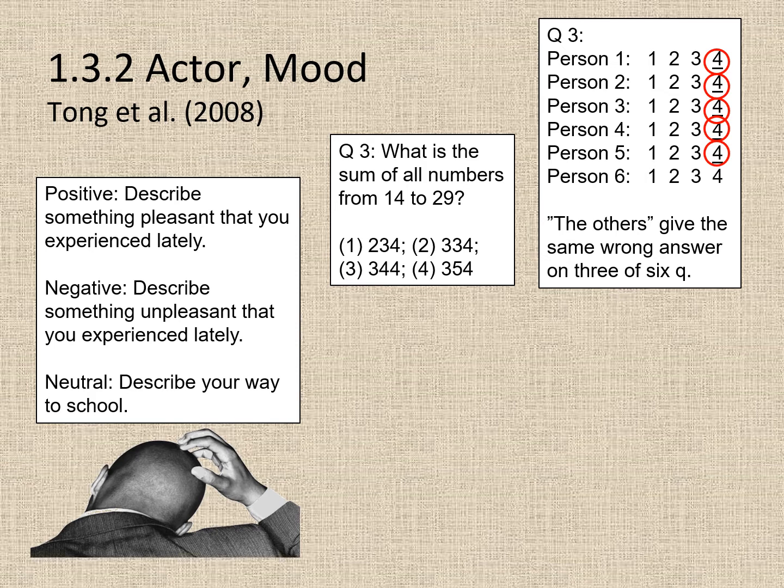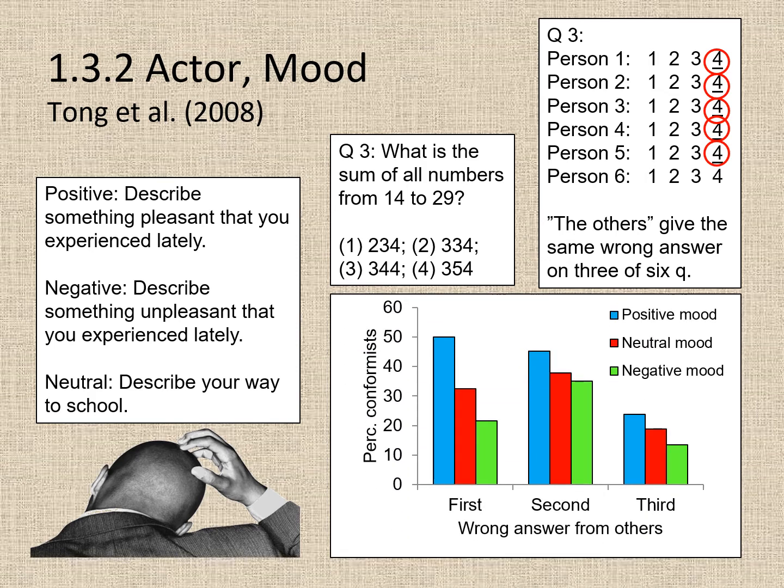Well, if we look at the first, second, and third wrong answer from the others, we see that the level of conformity decreases generally. Maybe they're starting to think that those others might not have all their hens at home, as we say in Swedish.